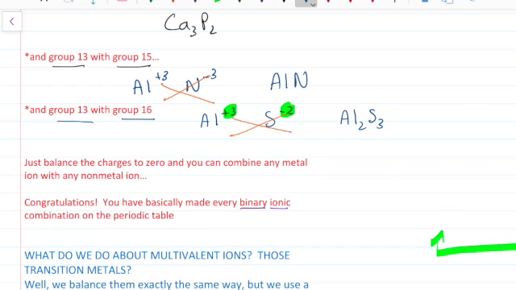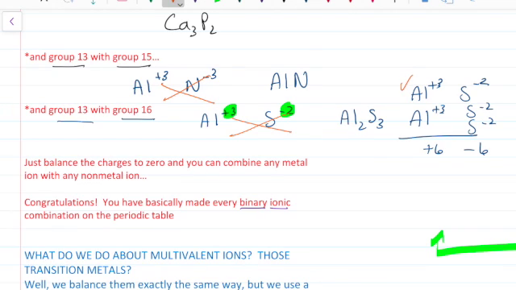Ionic compounds do not use mono, di, tri, etc. Now, let's just show this out by balancing the charges. Al plus 3, S minus 2. I want this to balance out to plus 6, minus 6, so I'm going to need 2 more of these. And that's why I have 1, 2 aluminums and 1, 2, 3 sulfurs. Use the shortcut, but make sure you understand why you're doing what you're doing. So congratulations, you have basically made nearly every binary ionic combination on the periodic table, or at least all the common ones, and we've got this.